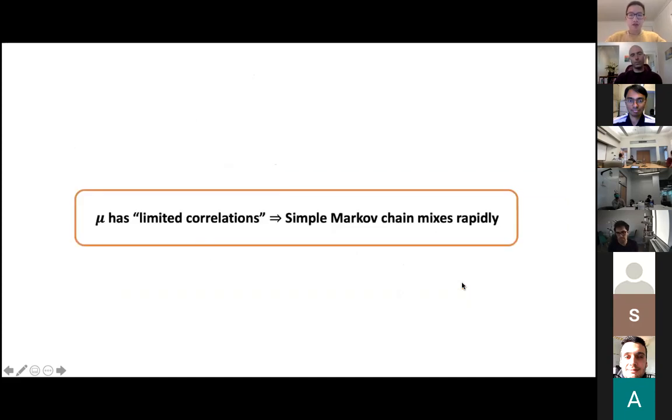Okay, and the thesis that I want to put forward here is that if the distribution mu satisfies a kind of limited correlations property, then the simple Markov chain mixes rapidly.